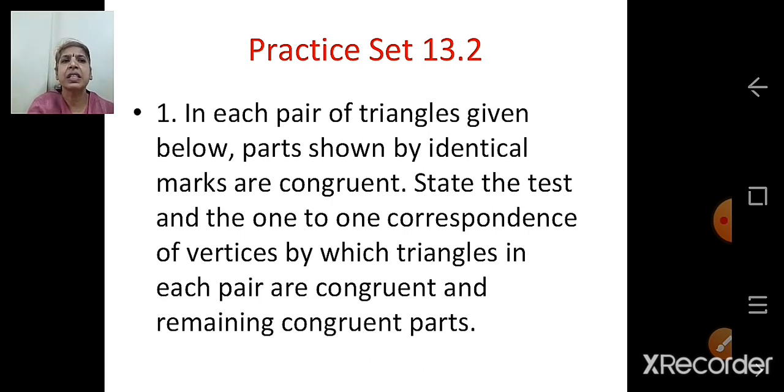Let's continue with practice set 13.2. In each pair of triangles given below, parts shown by identical marks are congruent. State the test and the one-to-one correspondence of vertices by which triangles in each pair are congruent and remaining congruent parts. So, first of all, identical marks are given. Identical marks indicate that these parts are congruent. Then what we have to do? We have to state the test, one-to-one correspondence and the remaining congruent parts.